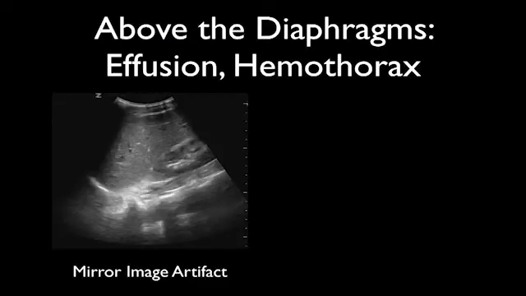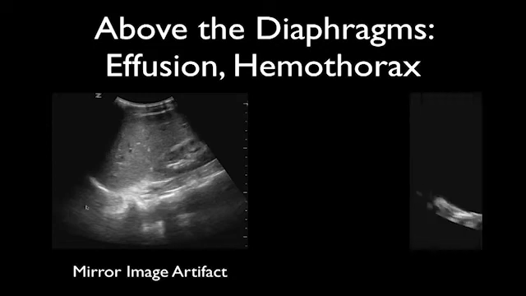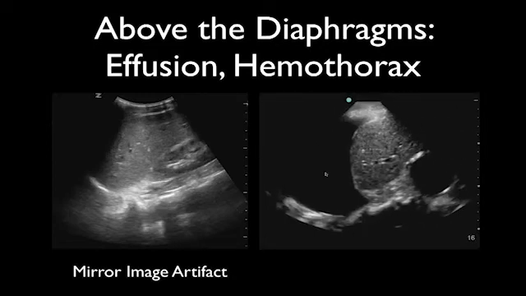In any case, back to what we're looking for. So we looked for pneumothorax on the anterior chest. We had already seen this. We had already done the right upper quadrant. But just as a quick review, for effusion above the diaphragm, you don't have that mirror image artifact there.